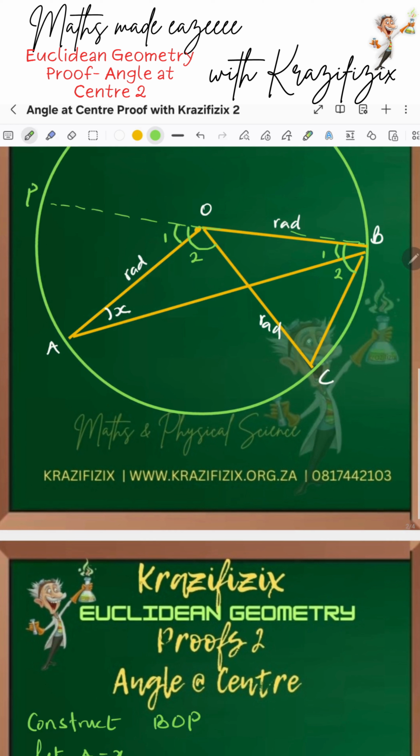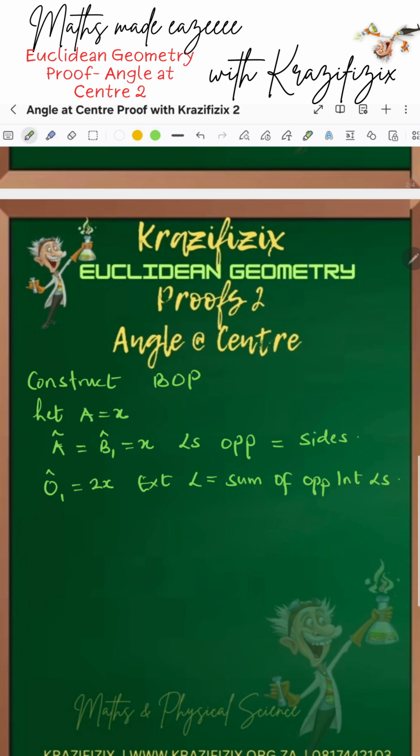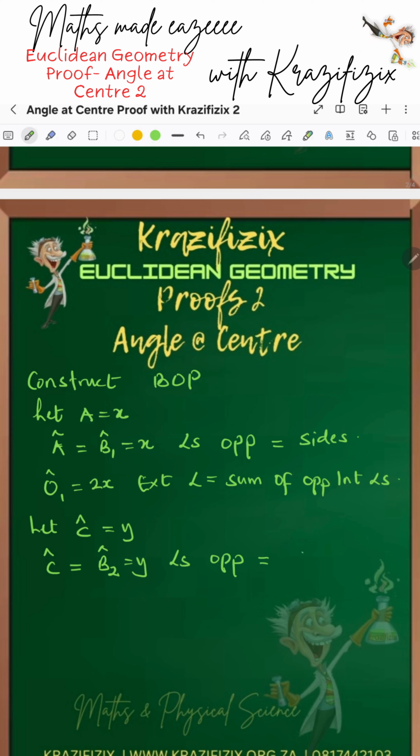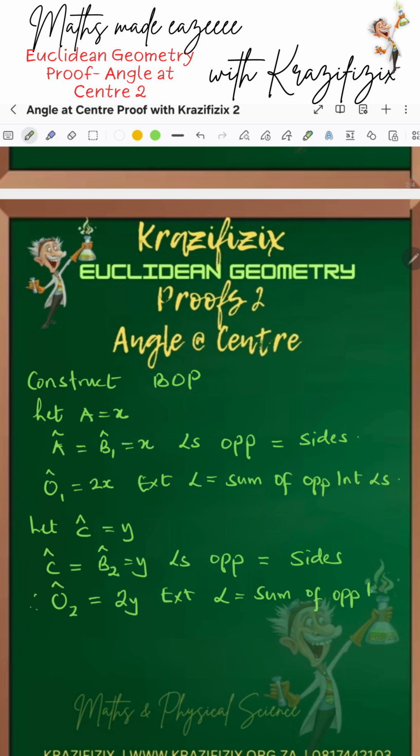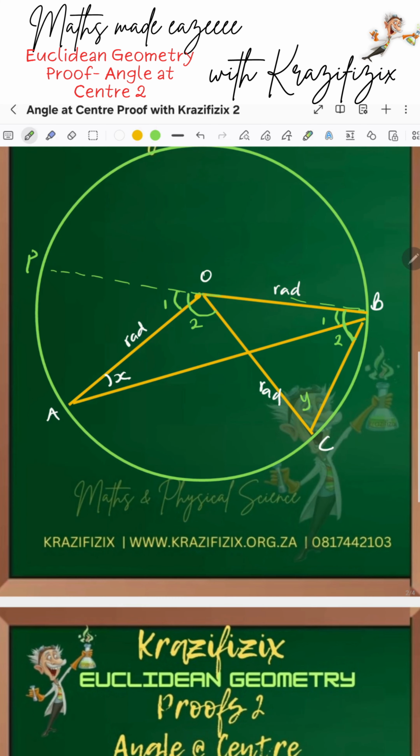What's our next one? Let this one be y. Let OC be y. It means the whole of B2, this big angle here, will also be y. Same reason. Okay? Let angle C be y. What do we know? Angle C is equal to angle B2, which is y. Angles opposite equal sides. Therefore, O2 will be equal to what? 2y. Exterior angle equals to sum of opposite interior angles. Let's go look at O2 again. That is that.